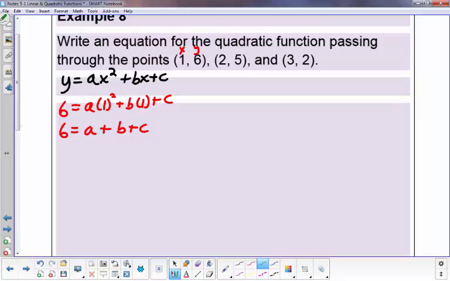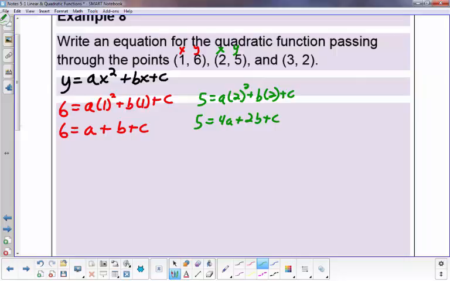Let's find the second equation here. Again, x, y. We're going to do this one in green. So here we got 5 equals a times 2 squared plus b times 2 plus c. So that gives me 5 equals 4a plus 2b plus c. So you see now, what do I have? What do you think I'm starting to do here? I'm starting to get a system of equations, right? I have a, b, and c. So think about, what can we do? We can start getting rid of certain things here, yes?